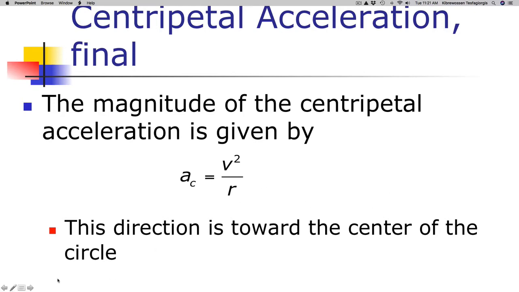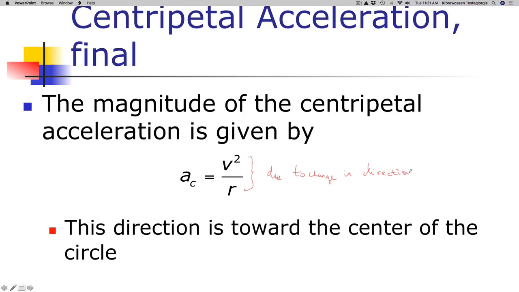Okay, so keep this in mind. You can write it down as a note or something. This is due to change in direction. The derivation of the equation normally involves a higher level of physics, but this acceleration is due to change in direction.